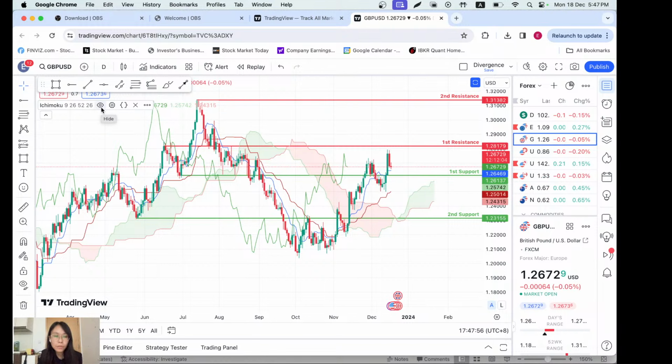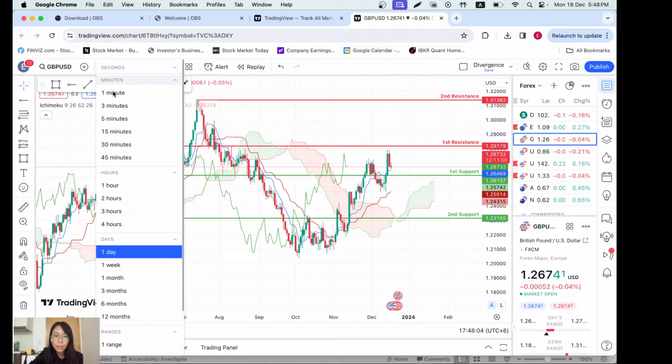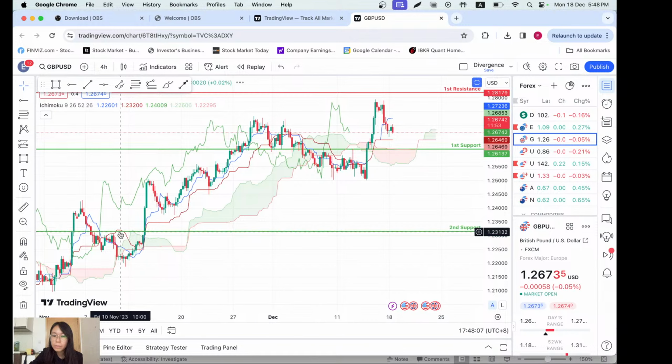Okay, so we can see that for the pound dollar, it's showing bullish momentum, way above the Ichimoku for the daily time frame. And when we toggle to the H4, it's also bullish, but you can see there are signs of reversal. The price is coming down, so it could go even further. The first support line is actually right on the Ichimoku cloud.